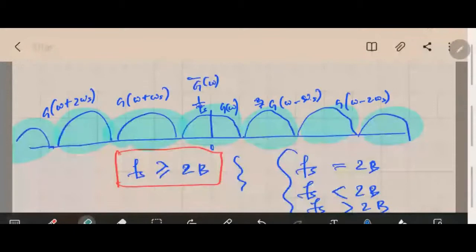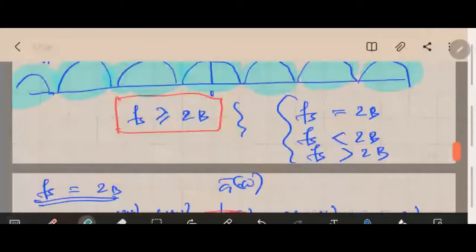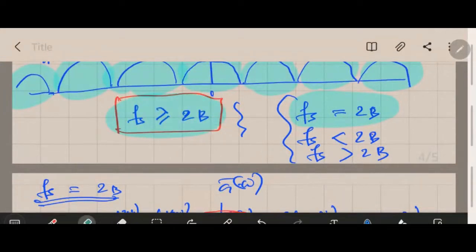Now we actually have three different cases that we can take here. Although the sampling theorem suggests that you should sample at a rate fs greater than or equal to 2B, we could test for three conditions: fs is equal to 2B, fs is less than 2B, and fs is greater than 2B. We can test these three conditions and see which one is better.